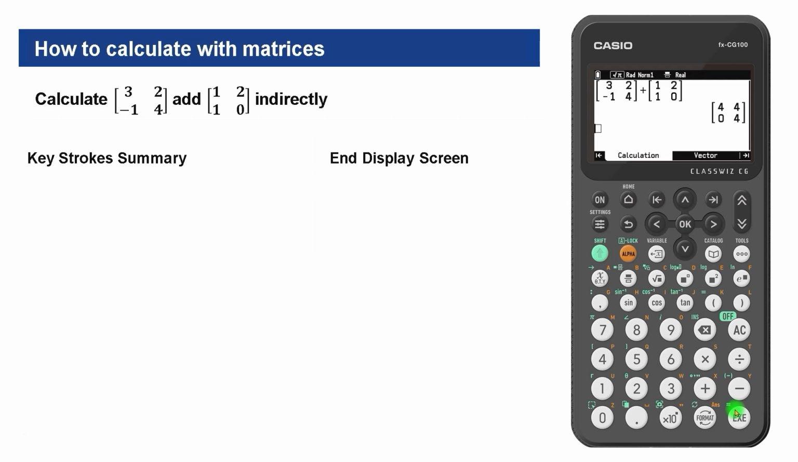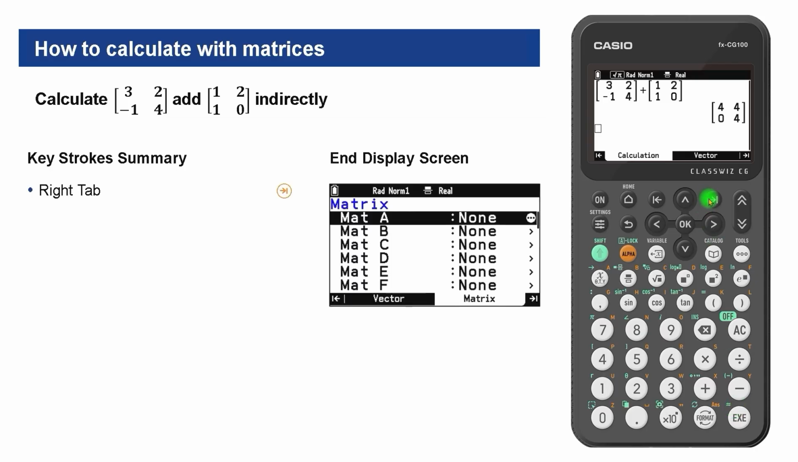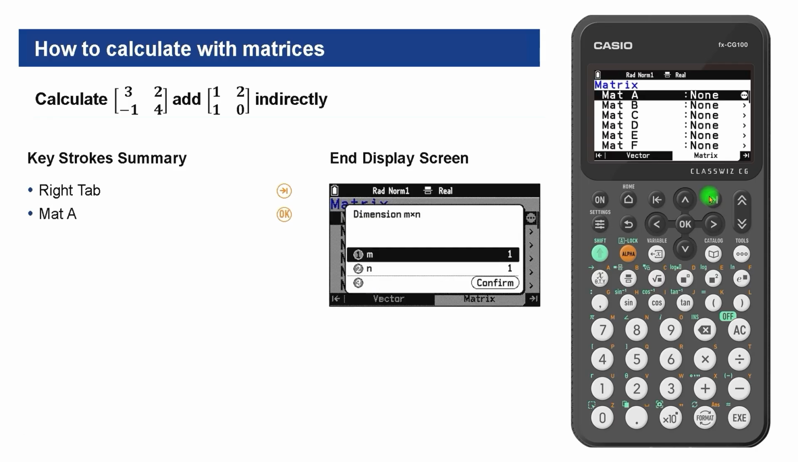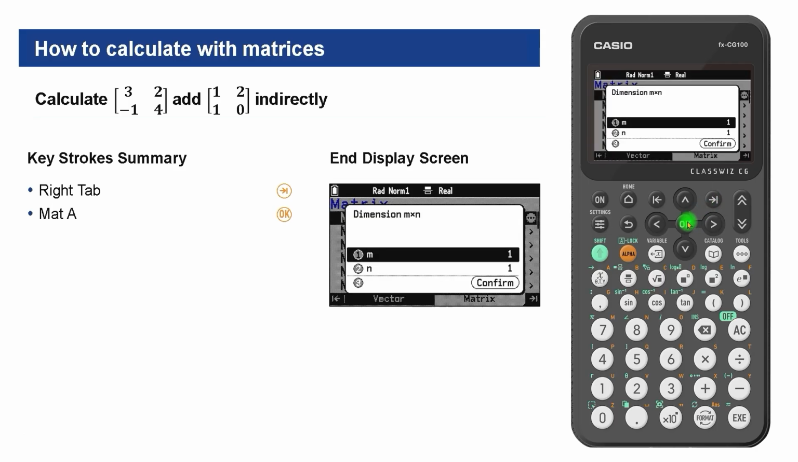Alternatively, it is possible to perform operations on stored matrices, which is more efficient if several calculations are to be performed using the same matrix. Right tab to the Matrix tab. This displays the 27 stored matrices. Select Matrix A to set the dimensions.